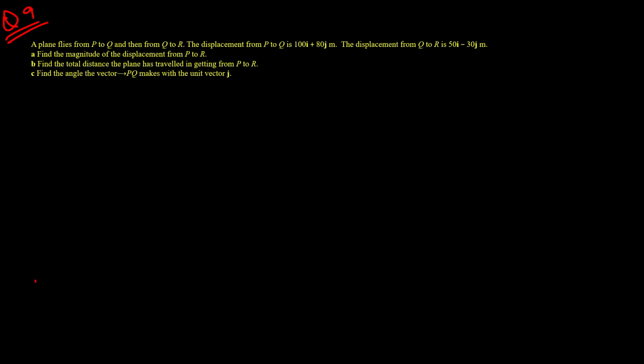A plane flies from P to Q and then from Q to R. The displacement from P to Q is given by the vector 100i plus 80j. The displacement from Q to R is given by 50i minus 30j. Find the magnitude of the displacement from P to R.